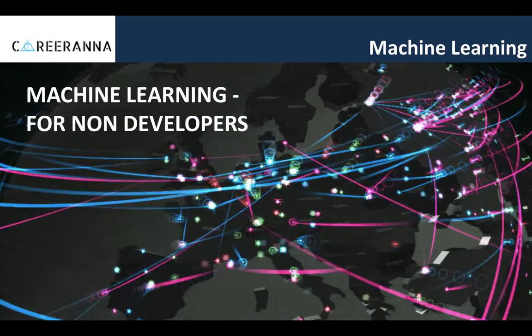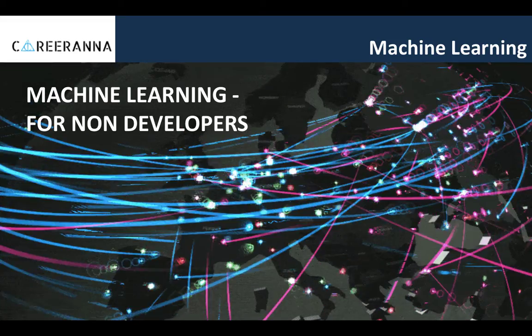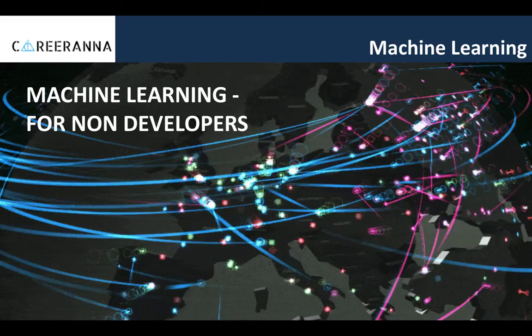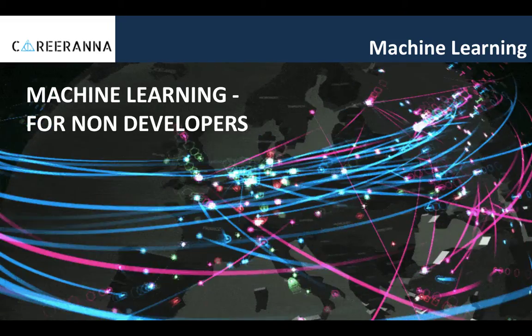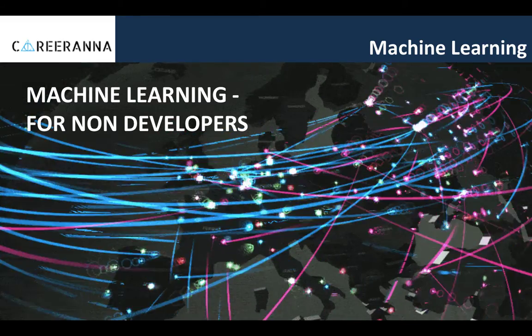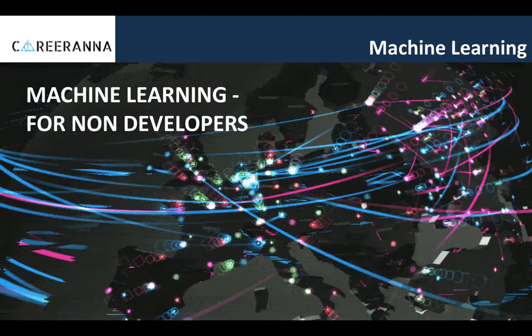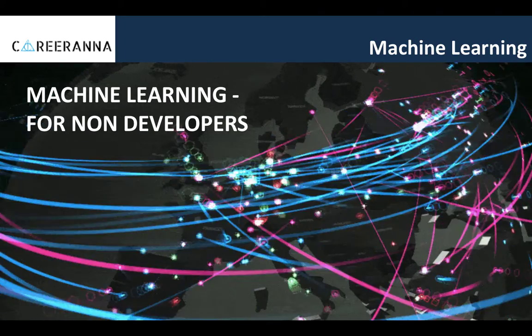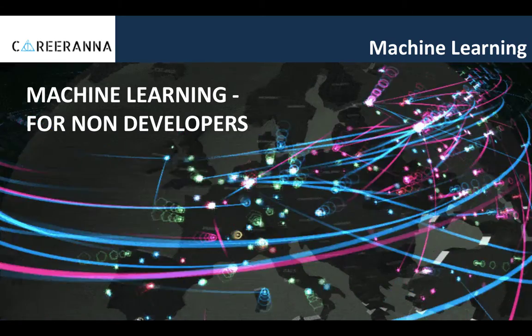This course on machine learning is specially designed for non-developers. Machine learning is something which could be seen from two perspectives: one is the perspective of a developer and the other is the perspective of a non-developer. In this particular course, we are going to focus on non-developers.